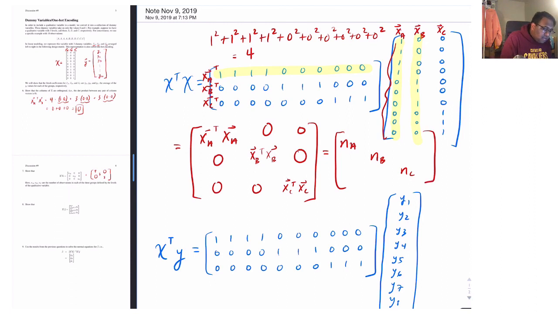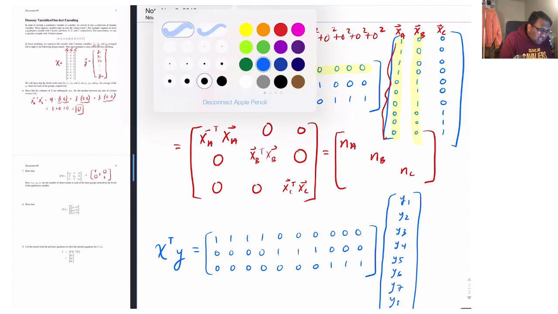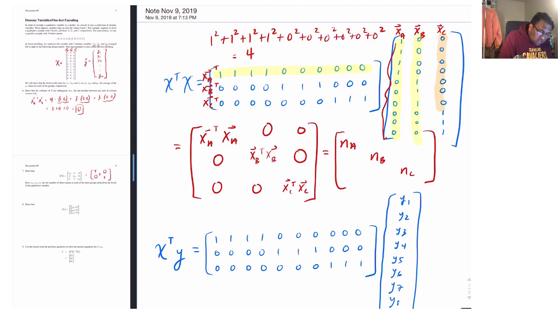If you want to visualize it again, for NC, let's say, maybe pick a different color, like orange. That would be taking the dot product of this column with this row, so the dot product of XC with itself. The first 7 terms in that sum would just be 0 squared, and the last 3 terms would be 1 squared plus 1 squared plus 1 squared, which gives me 3. All of the other elements in this matrix are 0, as we identified, and so on the diagonal, we just have the number of observations that belong to class A, class B, and class C as required.